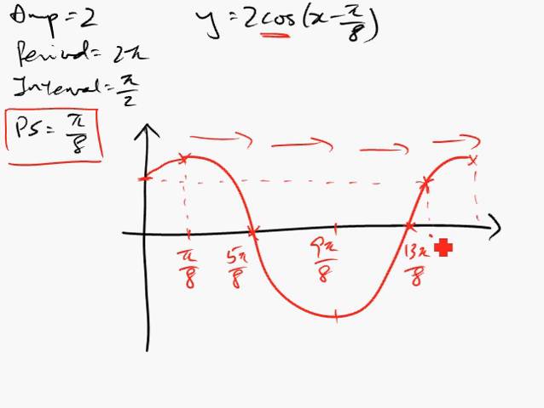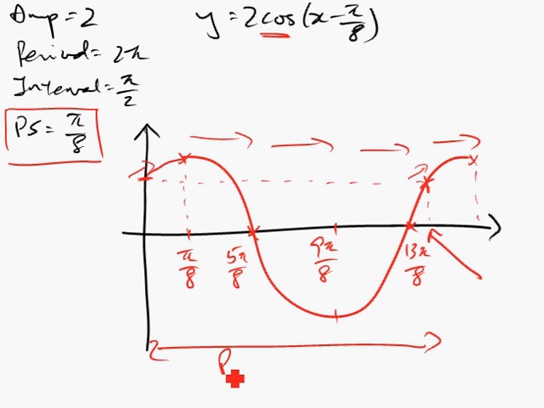Now there is one thing I need to do at this particular point. You see, the graph started here and the graph ends here. So from here to here, what is this? This is actually the period. What's my period? My period is 2 pi. So I'm going to put in the value here. This value here is 2 pi.